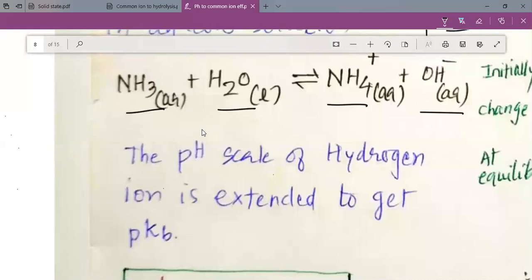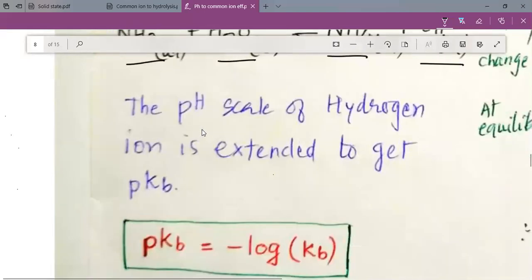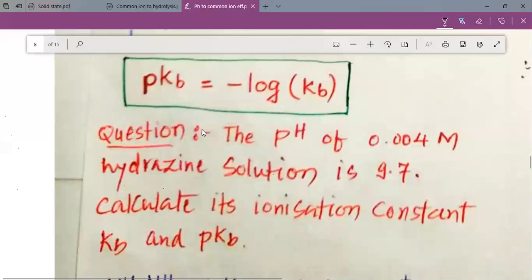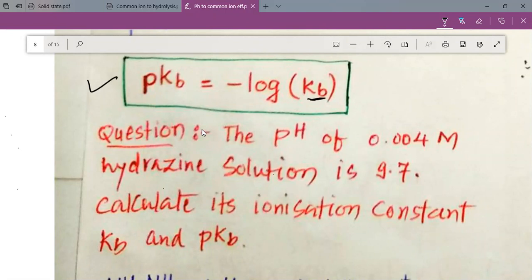The pH scale of hydrogen ion is extended to get pKb. So my dear students, we can even have a new formula which is known as pKb. If we take the minus logarithm of the value of Kb, which is the ionization or dissociation constant of base, we get the value of pKb. As the negative logarithm of H plus is written as pH, in the same way, the negative logarithm of Kb is written as pKb. So please remember that we have pKb also.